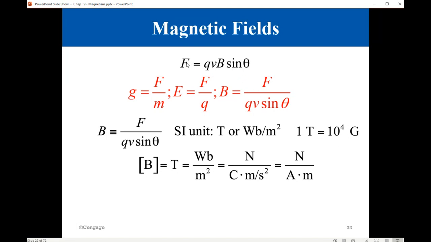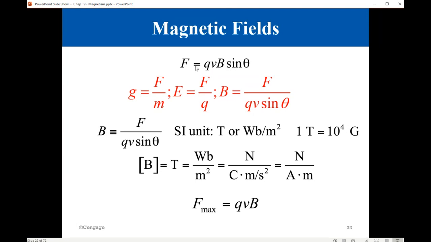As you can see here, the magnetic force on a charge depends on 4 factors: the charge, the velocity, the field, and sine of the angle between V and B. The maximum value for this force occurs when theta is 90 degrees. Sine of 90 is 1. That is to say, when the direction of motion of the charge is perpendicular to B, then the force is maximum. On the other hand, when V is parallel to B, theta is 0. Sine of 0 is 0, so the force is 0.